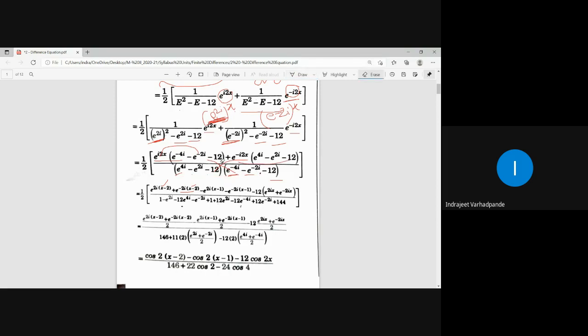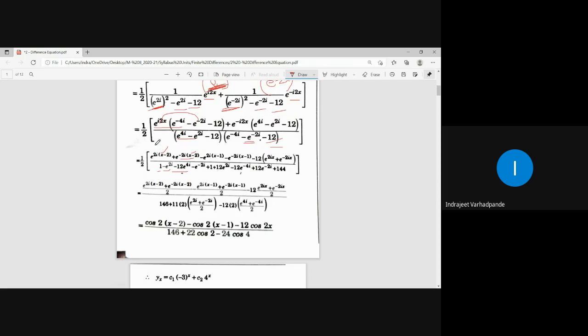Open the bracket. E to the power 4i into e to the power minus 4i is e to the power 0, which is 1. Then e to the power 4i into e to the power minus 2i is e to the power positive 2i, e to the power 4i into minus 12 is minus 12 e to the power 4i. Accordingly, term by term, every multiplication will be done. Collect the terms with positive factor as well as negative factor, but common coefficient.